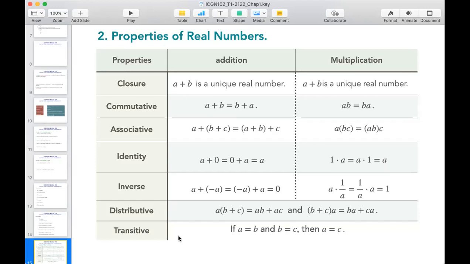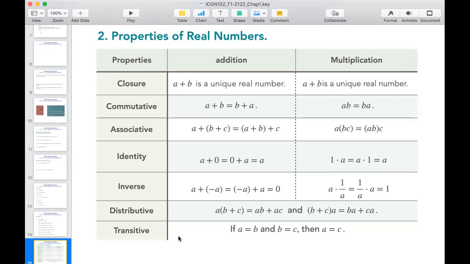Intermediate results, when you add in a different grouping like this, might be different, but the final result will be the same. Same as multiplication. This is the associative property. Next.